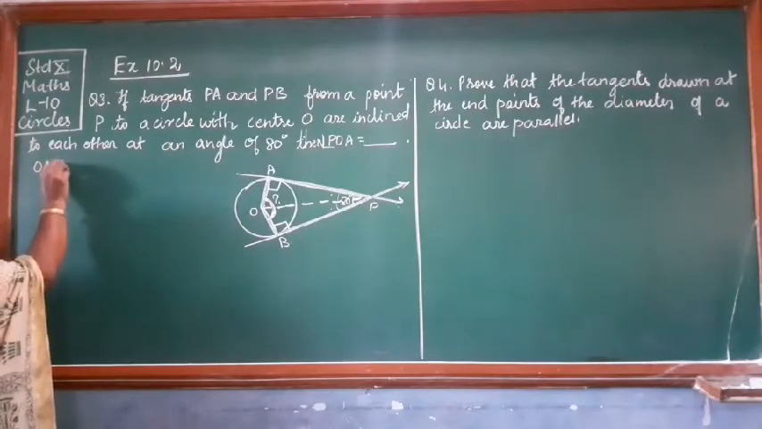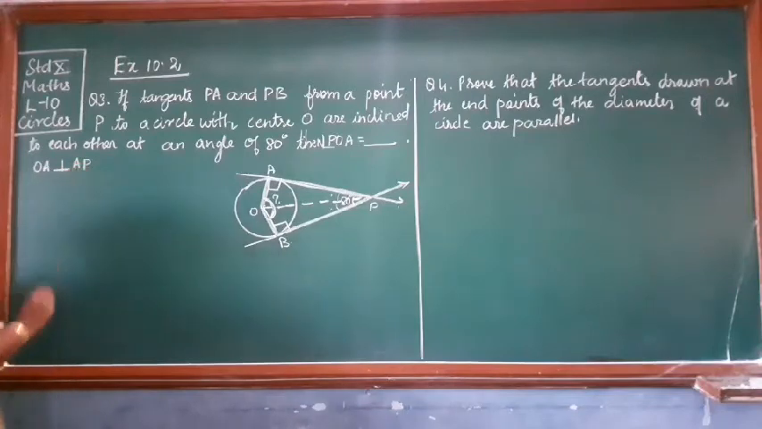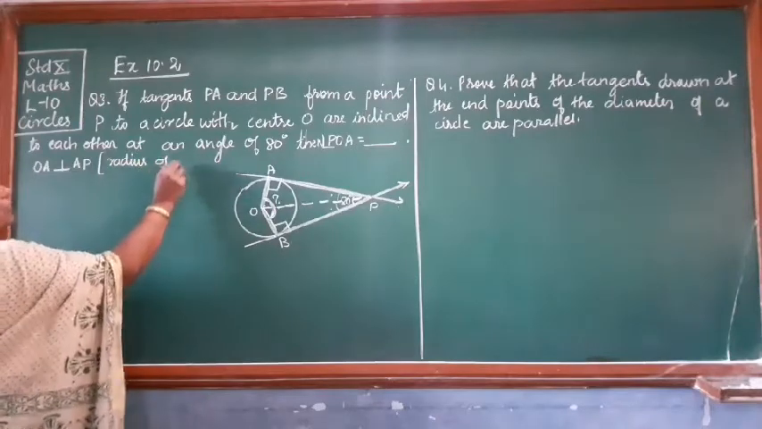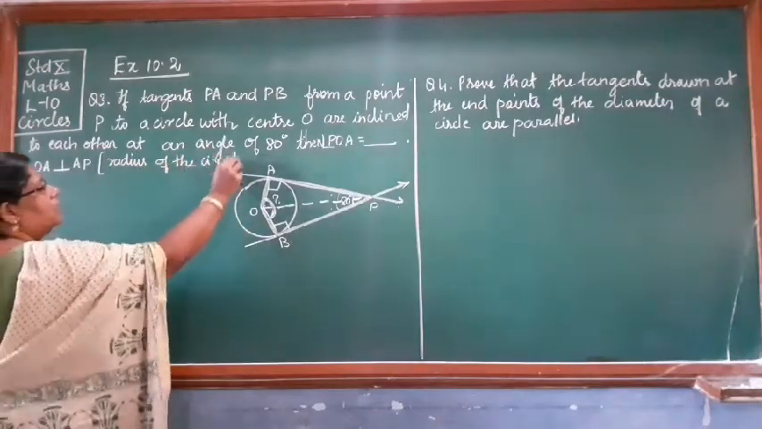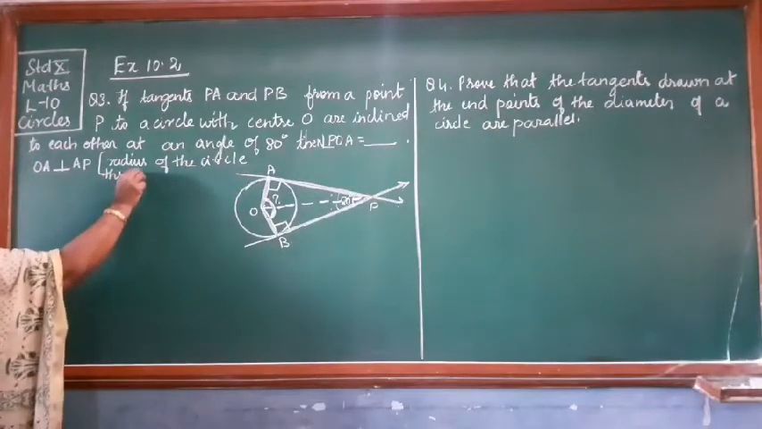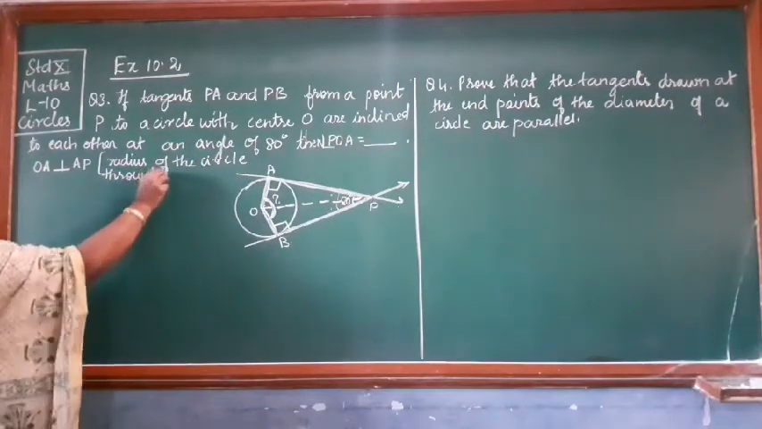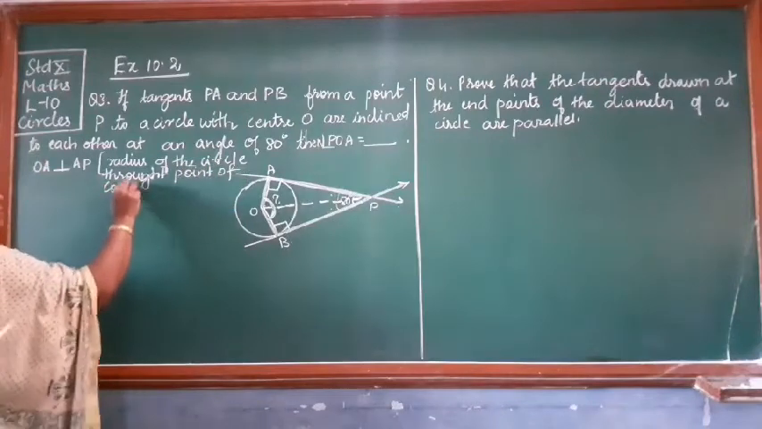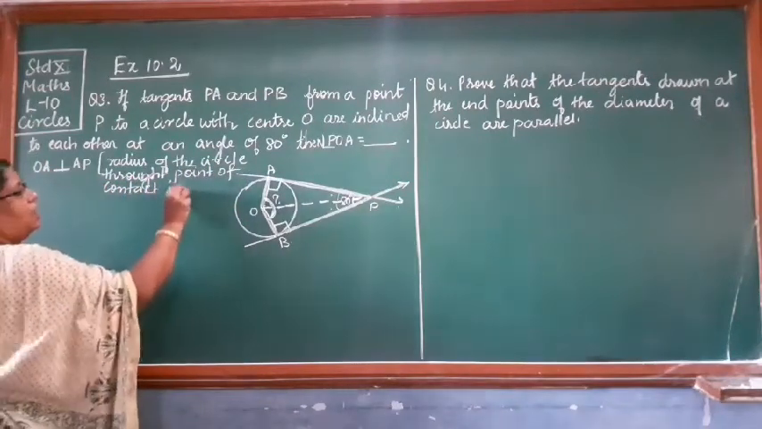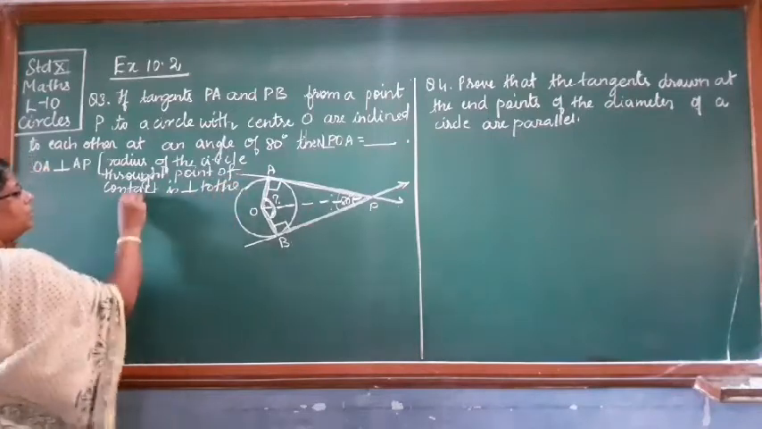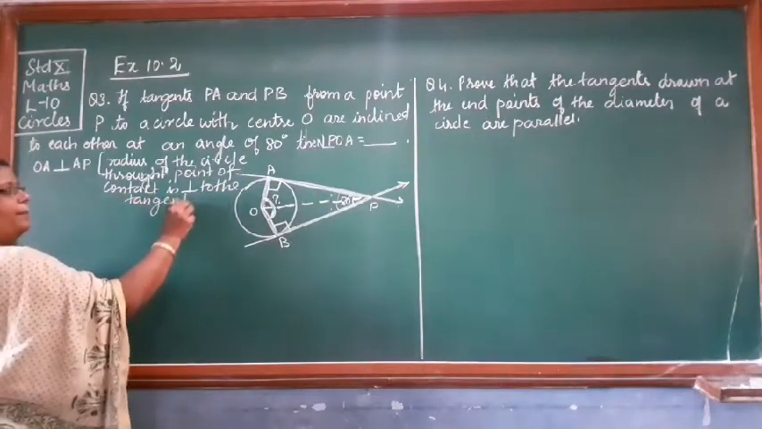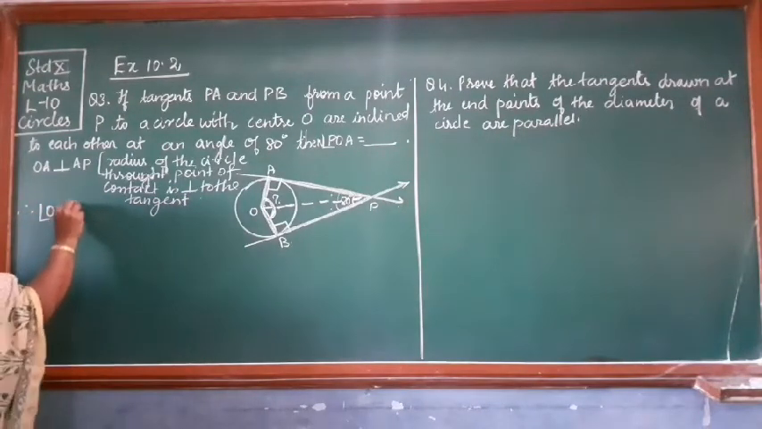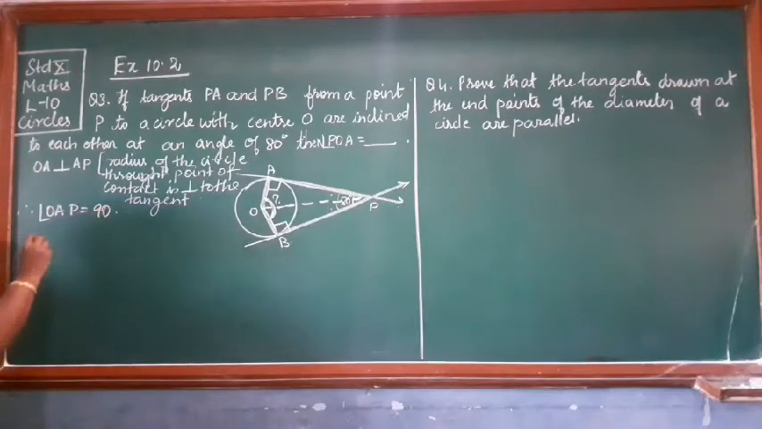OA is perpendicular to AP. Reason? Radius of the circle through point of contact is perpendicular to the tangent. Okay. So therefore, angle OAP is equal to 90 degree.